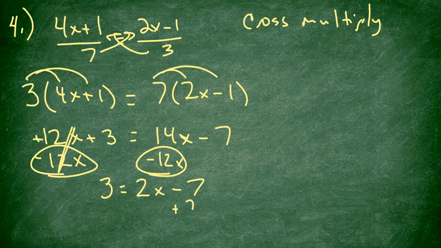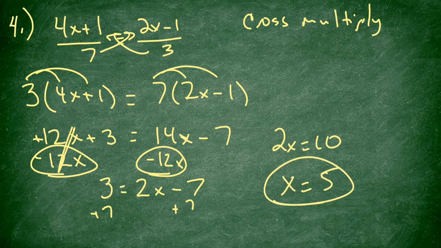Now I have to add 7 to both sides. I get 2x equals 10. Divide by 2 on both sides. x equals 5. Final answer.